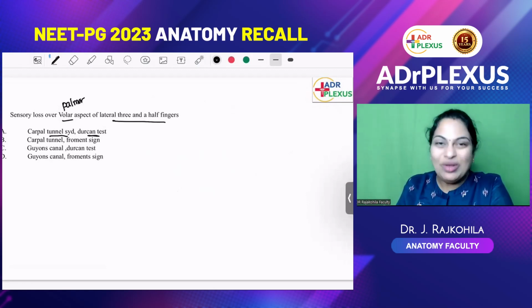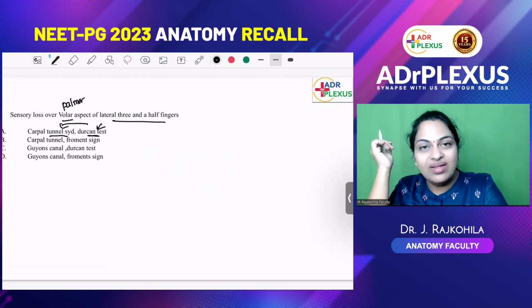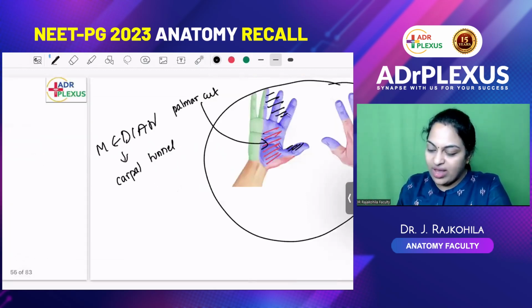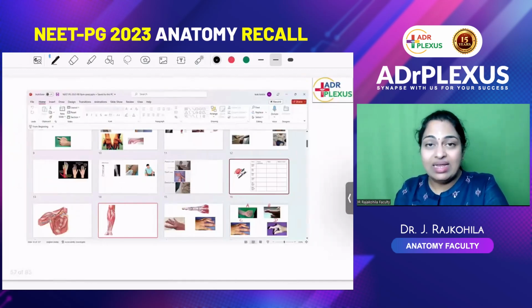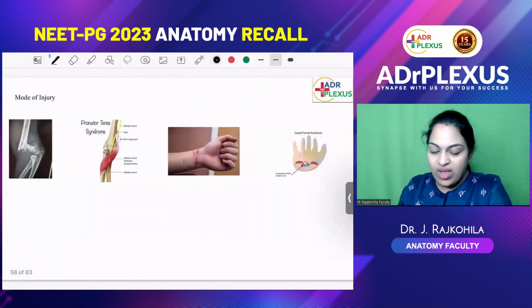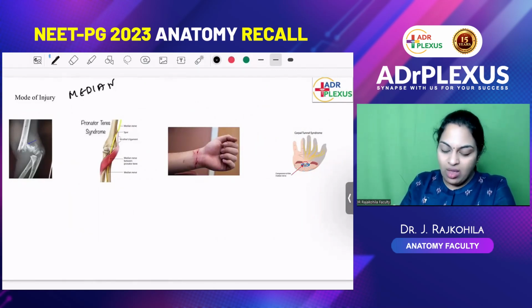And you should also know that Durkan's test is specific for carpal tunnel syndrome, median nerve compression in carpal tunnel syndrome. Of course, before your exams, we had the NEET-PG rapid revision, right? So we discussed the peripheral nerves. Remember the slide? So the mode of injury in case of median nerve, remember I told you, what is this?